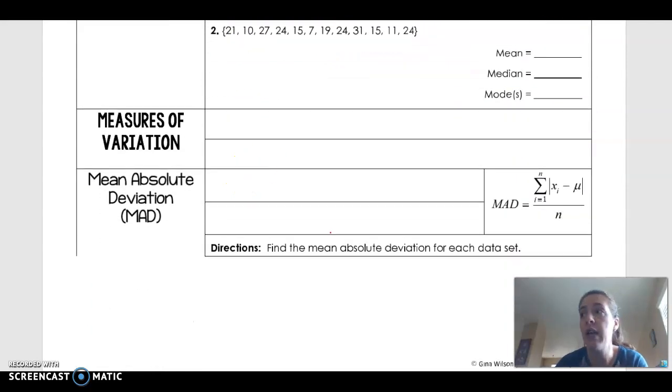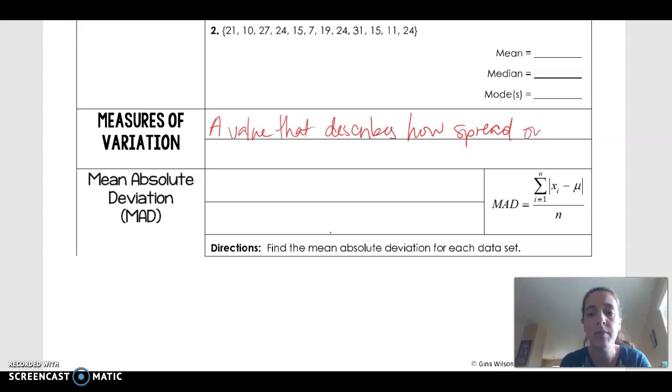So the next thing we're looking at is the measures of variation. So we just looked at the main general numbers. Now we're going to look at variation. So remember, variation means kind of change or difference. So that's really what we're going to be looking at here. So this measures of variation is a value, and we're going to look at several measures of variation, that describes how spread out a set of data is.